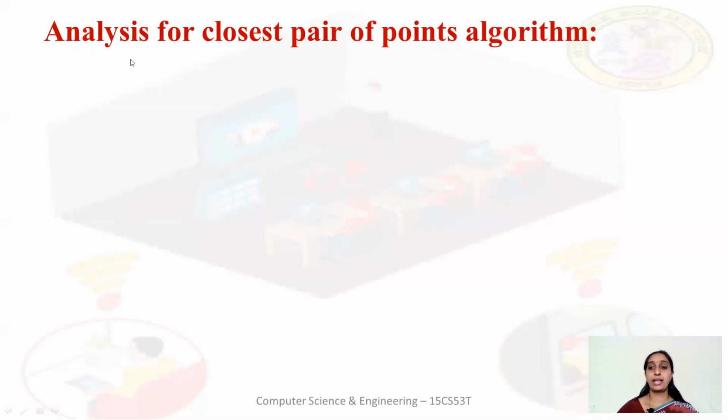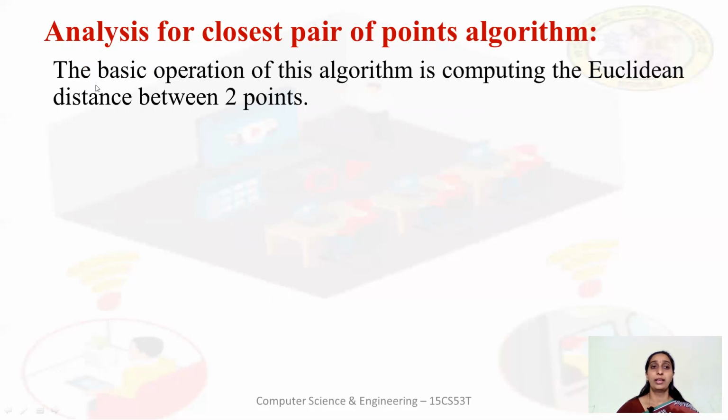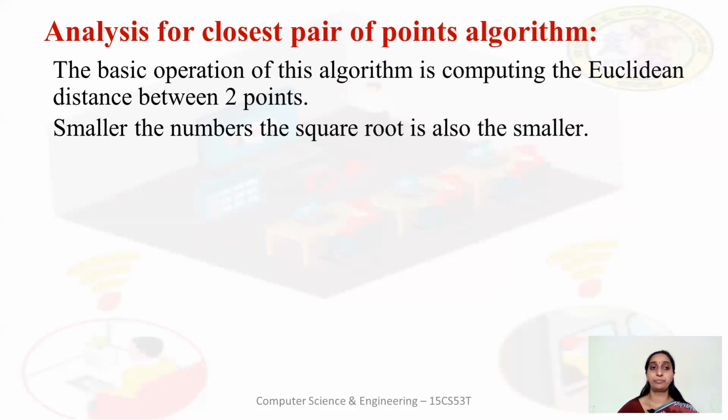So now we shall analyze this algorithm. So the basic operation of this algorithm is computing the Euclidean distance between these 2 points. Okay, so the basic operation, in each iteration between every two points, we are finding the Euclidean distance, that is d is equal to square root of xi minus xj whole square plus yi minus yj whole square, alva.